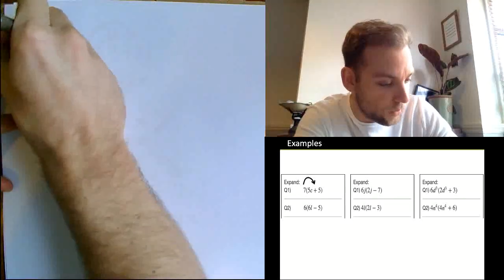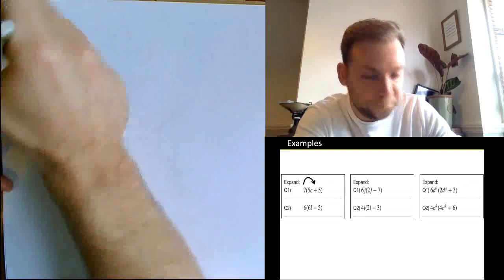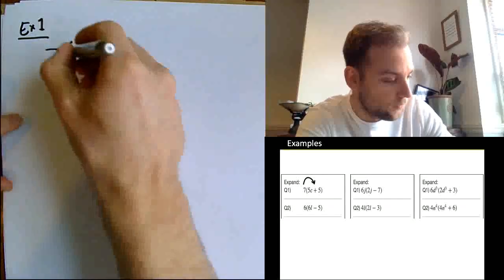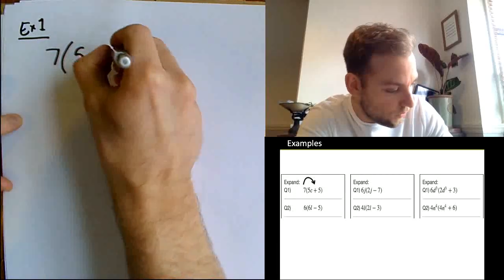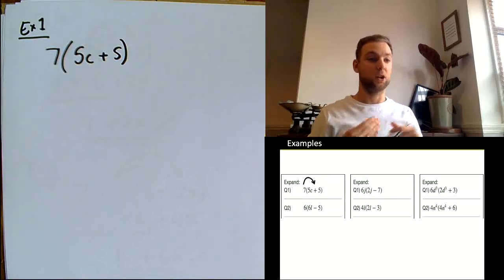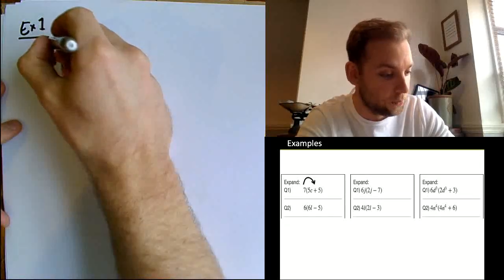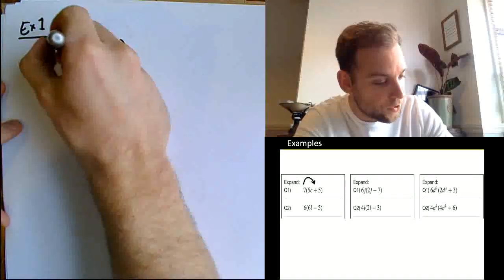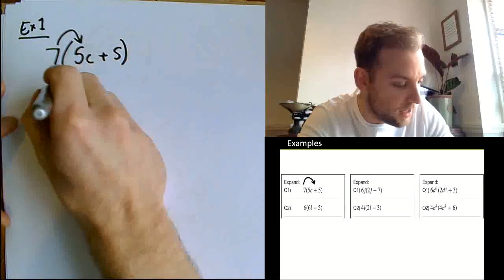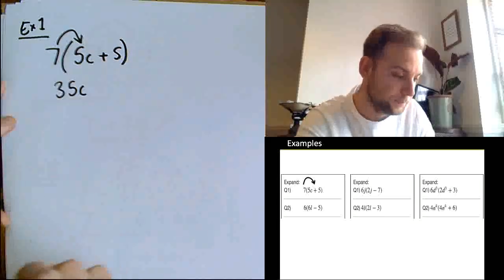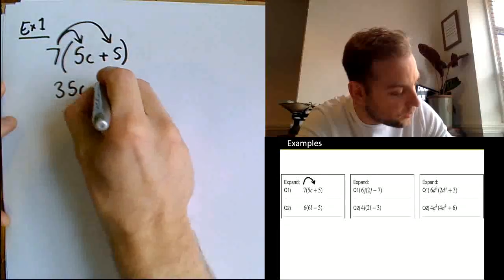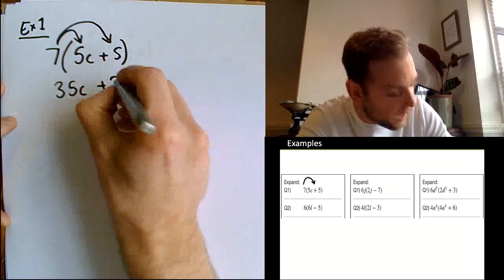So the first one, example 1. Here we've got 7 lots of 5c plus 5. The best way to think about this, and the quickest way, is just expanding out using these arrows. So 7 times by 5c, which is 35c. And then 7 times by 5, which is equal to the plus 35.